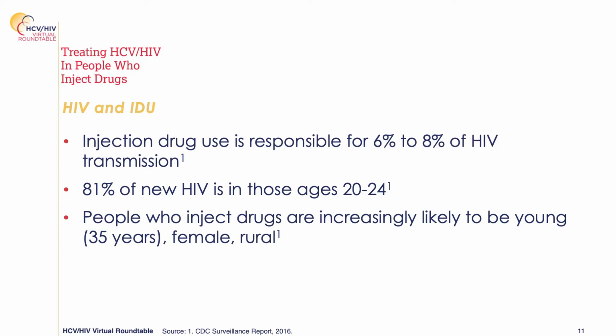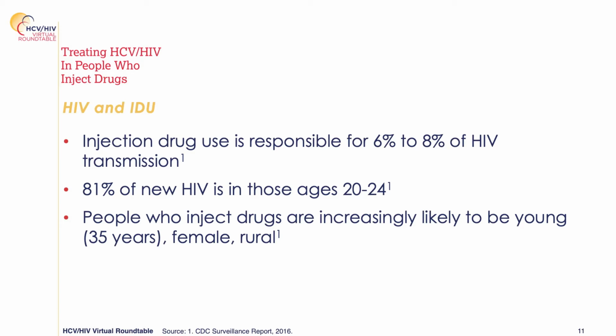Thank you, Kathleen. We've also been seeing alarming rates of other infectious diseases associated with the opiate epidemic. In particular, globally, we know that injection drug use is responsible for roughly around 6 to 8% of HIV transmission rates. And right now we're seeing among new HIV cases, a majority of those new cases occurring in younger populations, roughly in the 20 to 24 age group.